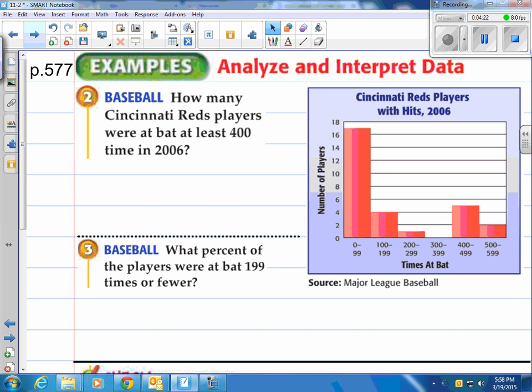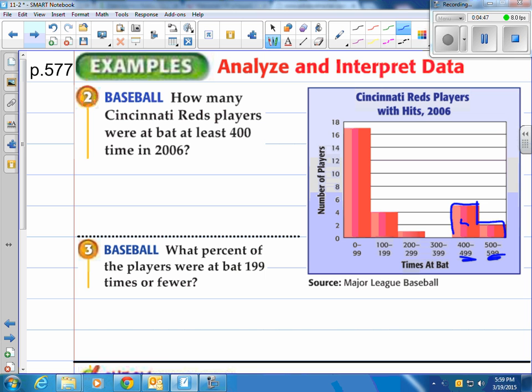All right, let's analyze and interpret data if given a histogram. Here's number 2. It says baseball. How many Cincinnati Reds players were at bat at least 400 times in 2006? Well, at least 400 times. Here's the 400 to 499, and then at least means we can also include these people over here. So we need to know how far that's up, and then how far this one's up.